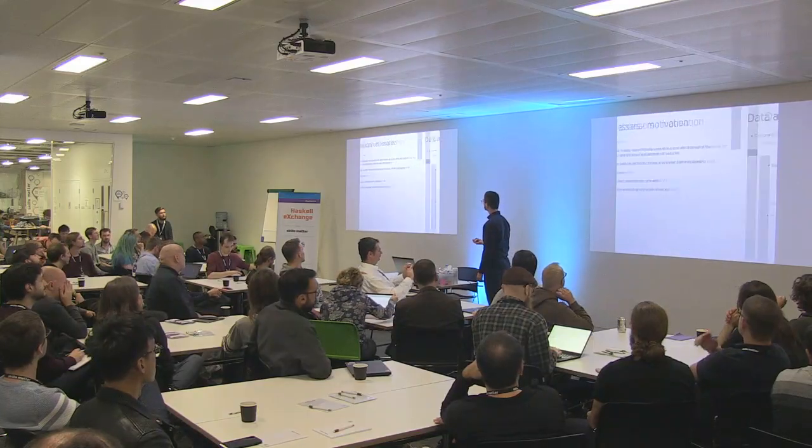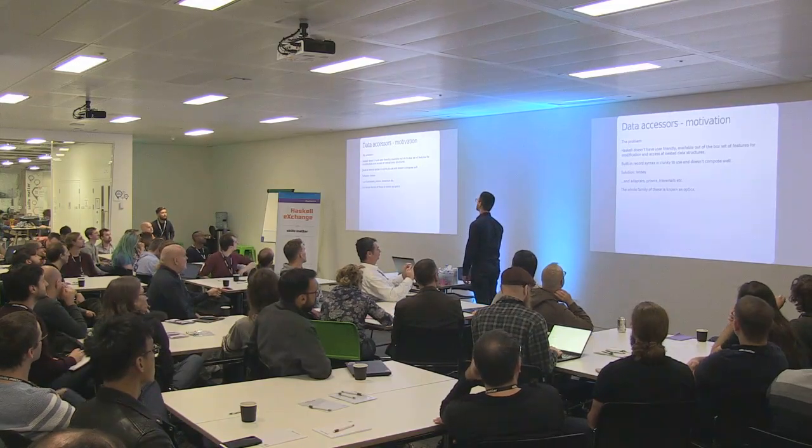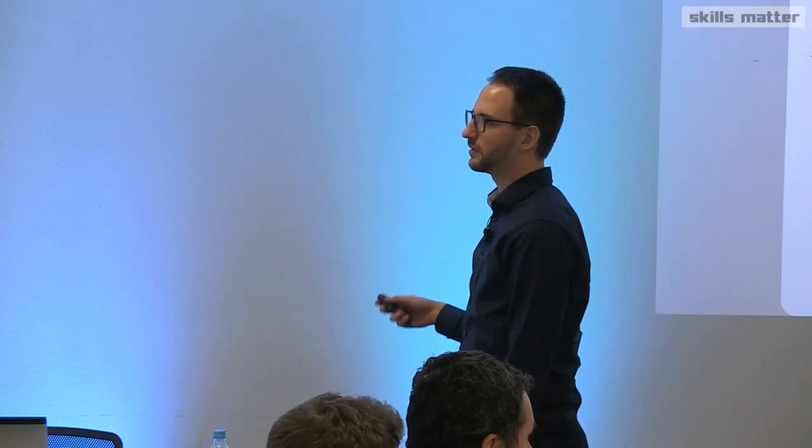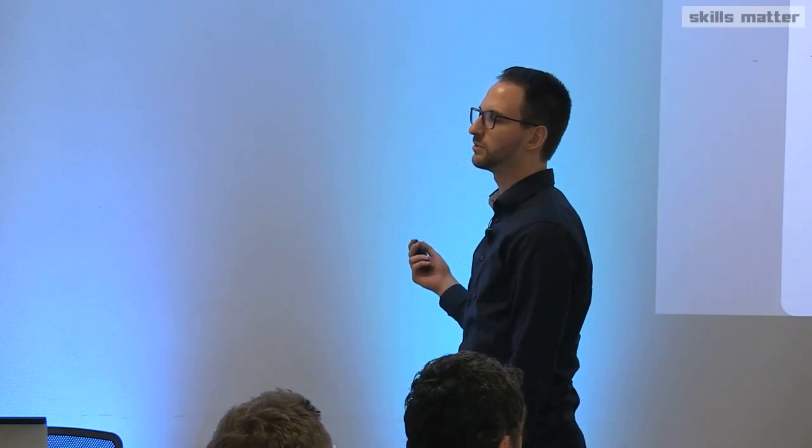First, the motivation. Why do we care? The problem is that Haskell doesn't have a user-friendly, available out-of-the-box set of features for modification and access of nested data structures. Haskell is a functional language. Functional languages encourage you to use smaller functions to build larger ones by composition, but the built-in record syntax is clunky to use and doesn't compose very well.